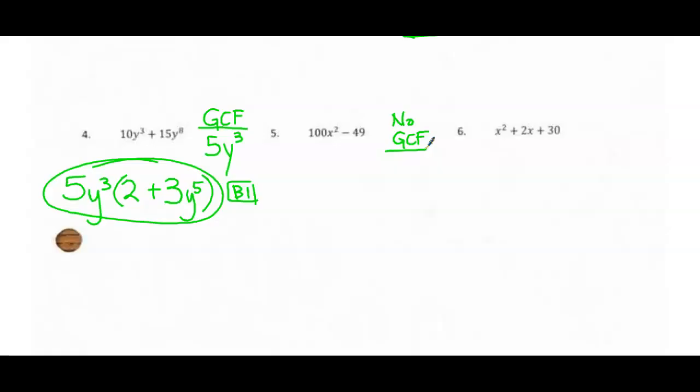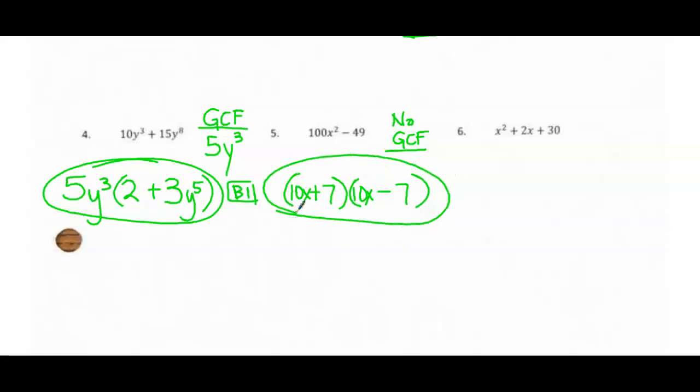Is it subtraction? Yes. Are they both perfect squares? Yes. So this is going to factor as the difference of perfect squares. Remember, the difference of perfect squares is 1 plus, 1 minus. The square root of 100x squared is 10x. The square root of 49 is 7. There is number 5.